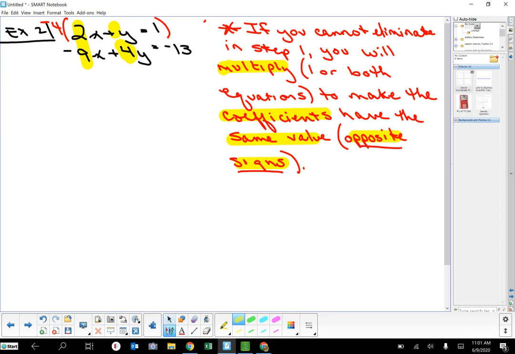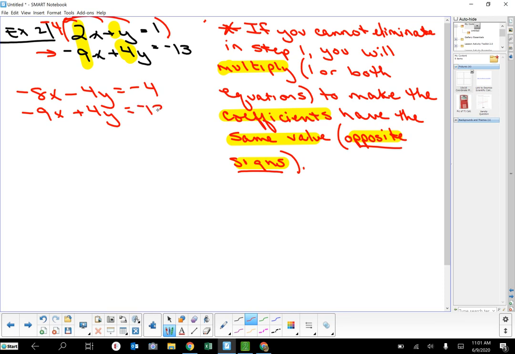And then when you multiply, just multiply out, show what you're going to get when you multiply. So here's what I mean by that. I'm going to take and distribute this negative 4 to all 3 parts of this. So I'm going to get negative 8x minus 4y equals negative 4. And then I'm just going to rewrite this second equation below it. Negative 9x plus 4y equals negative 13. And now you're going to add down.